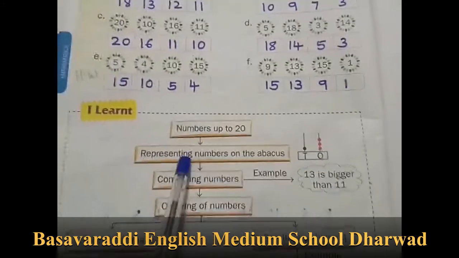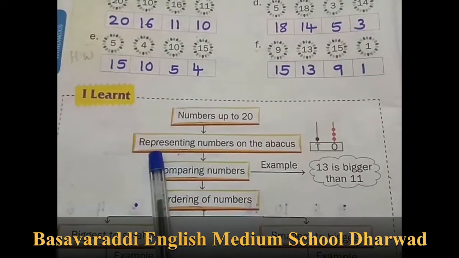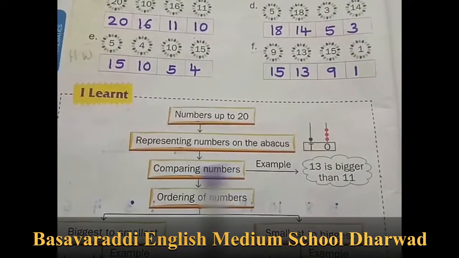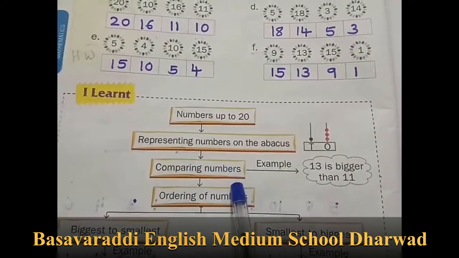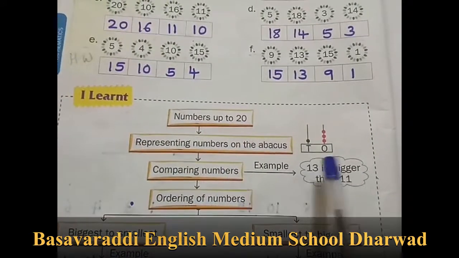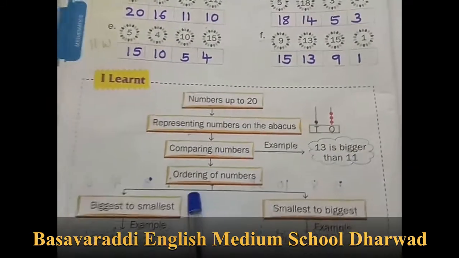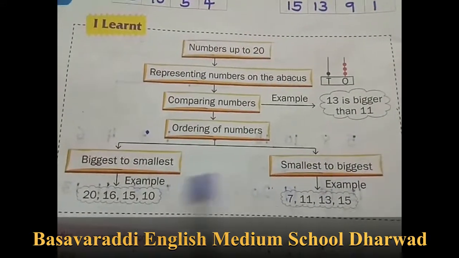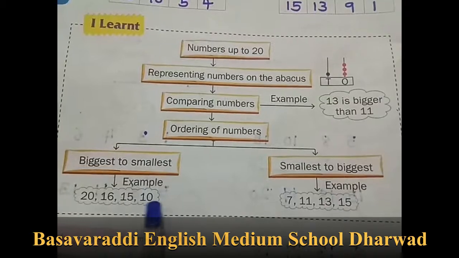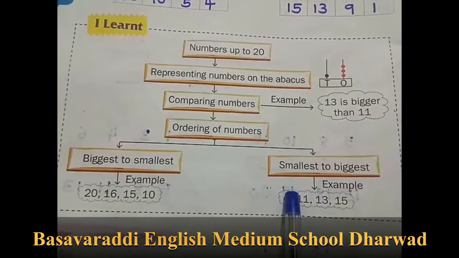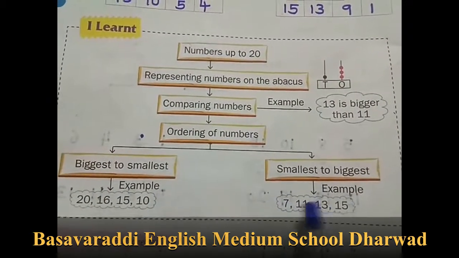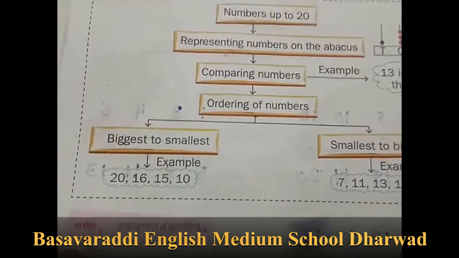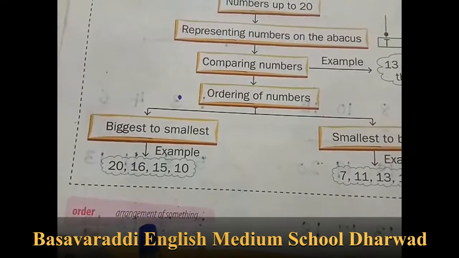I learned. What did you learn? Numbers up to 20. Representing the numbers on an abacus. And comparing the numbers. Example, 13 is bigger than 11. Order of numbers, biggest to smallest, for example 20, 16, 15, 10, and smallest to biggest, 7, 11, 13 and 15. What is order? Order means arranging something.